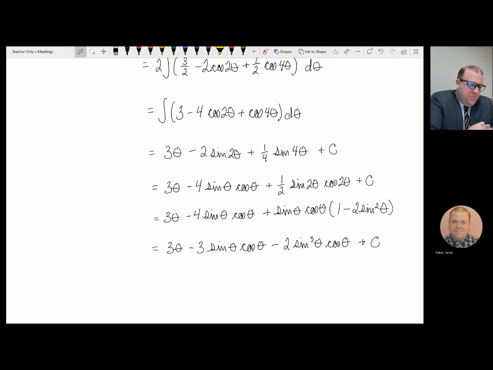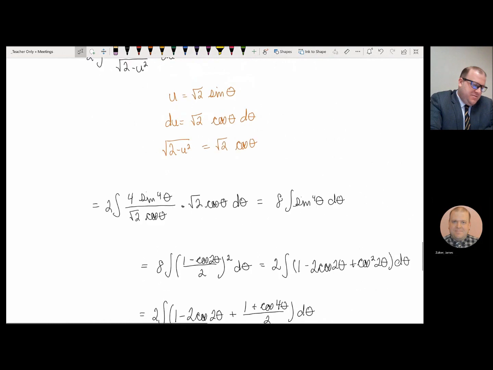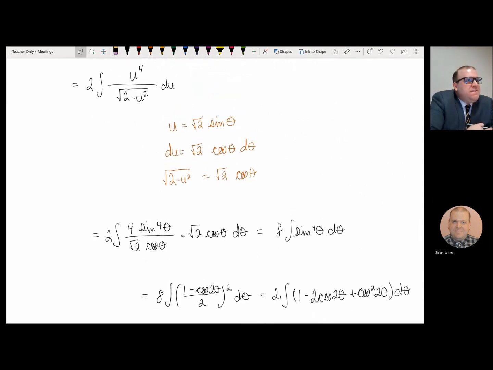Now we can go and do the replacements. This is our first time actually just getting a theta, right? Not trig of a theta. Sine theta, u over root 2. So what's theta?